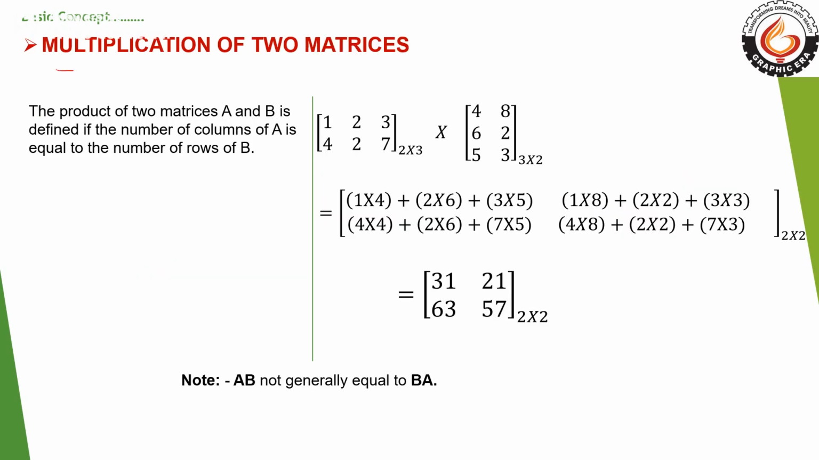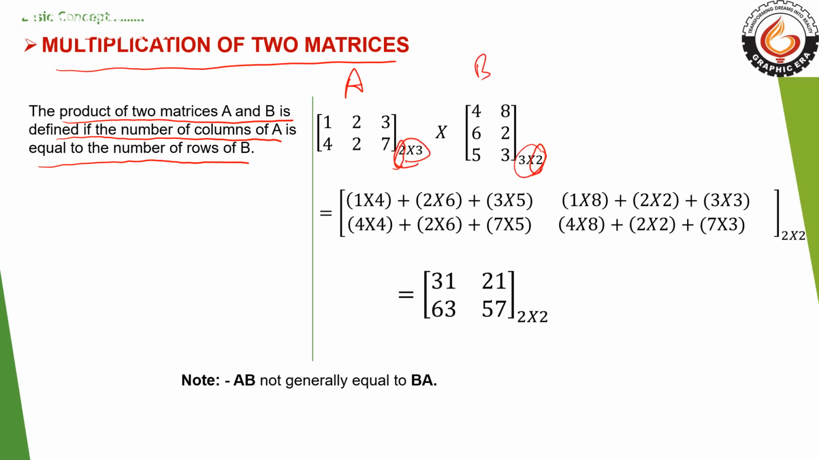Now the multiplication of two matrices. Here we have to understand when matrices can be multiplied. The product of two matrices A and B is defined if the number of columns of A is equal to the number of rows of B. Means if we have to multiply two matrices, suppose matrix A is of order 2 cross 3 and matrix B is of order 3 cross 2. How do we multiply?